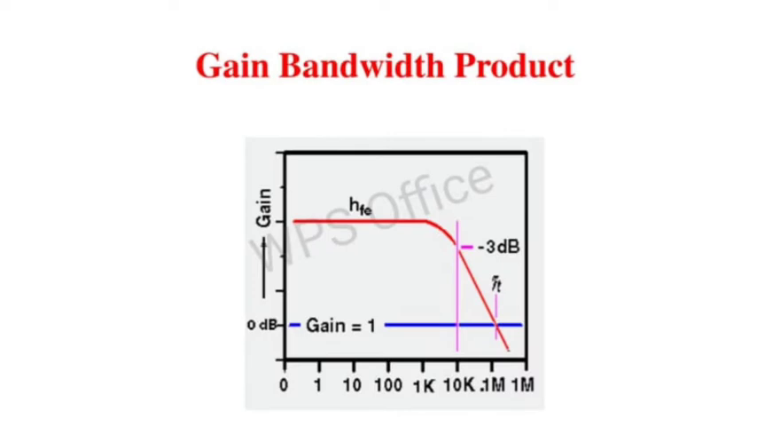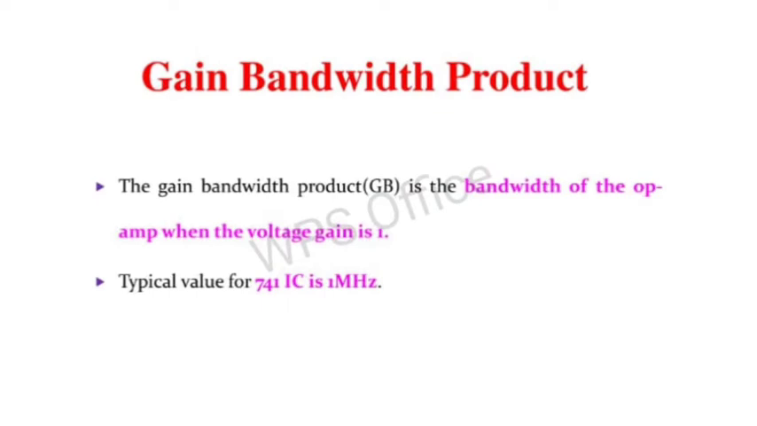This is the gain bandwidth product diagram. The gain bandwidth product GB is the bandwidth of the op-amp when the voltage gain is 1. The typical value for the IC is 1 MHz.